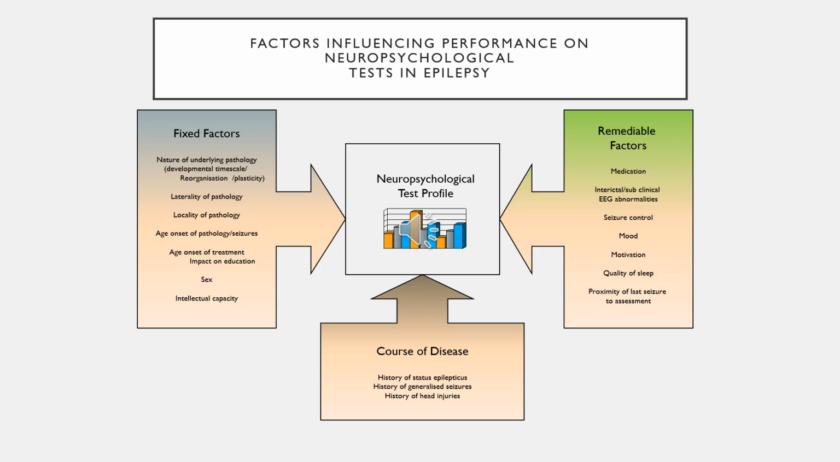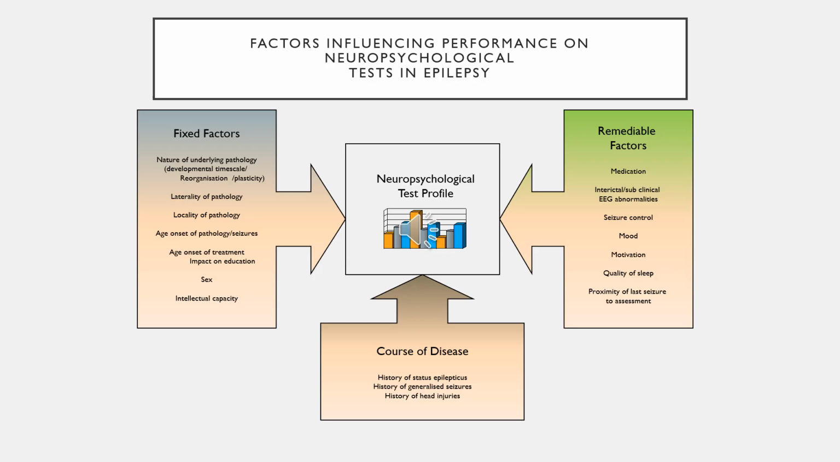And then we're also interested in some of the factors that change over time associated with epilepsy. So these can be things like medication, whether or not somebody is experiencing subclinical EEG abnormalities when we're testing them, how good their seizure control is, what their mood is like, what their quality of sleep is like, and also when they last had a seizure. All of these factors change over time, but can have an impact on neuropsychological test performance. So we need to be aware of these factors to make sure that we can interpret the results properly.